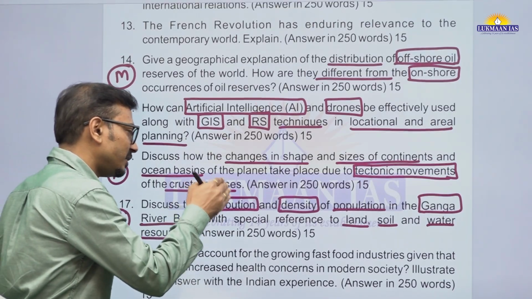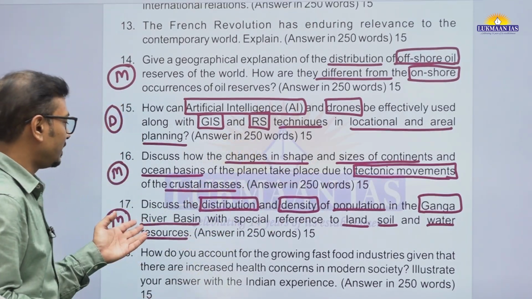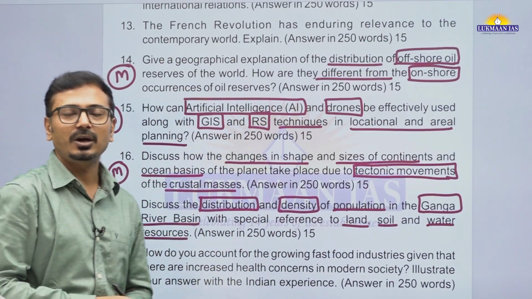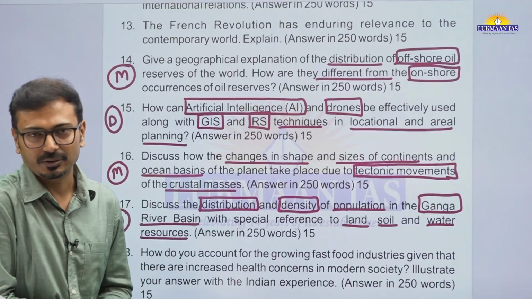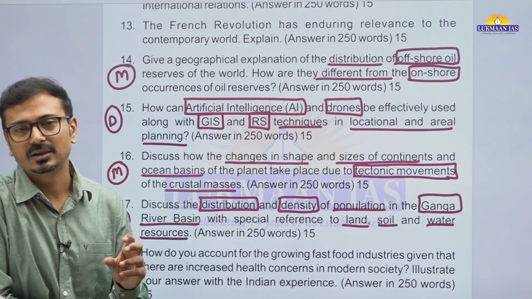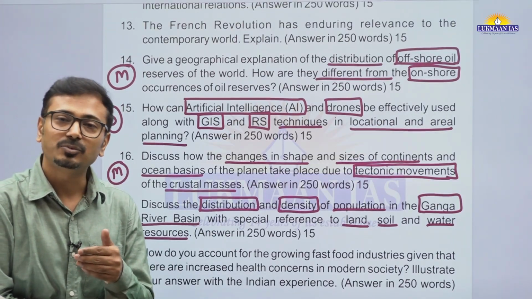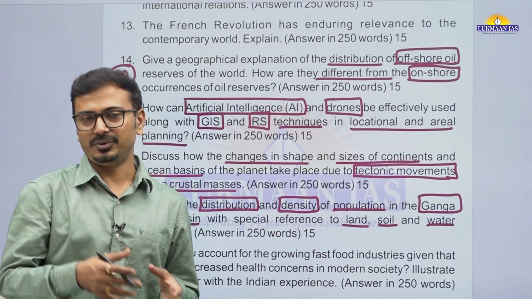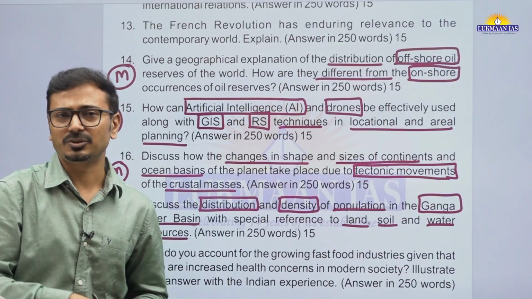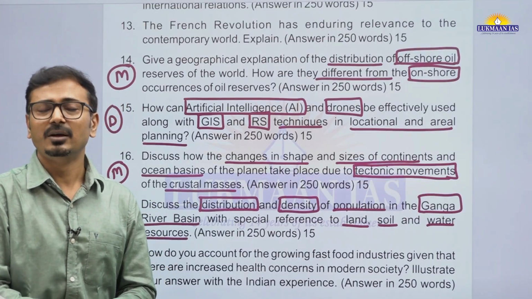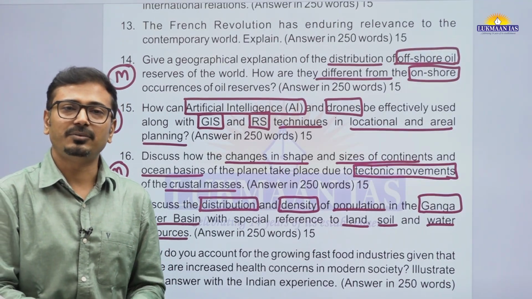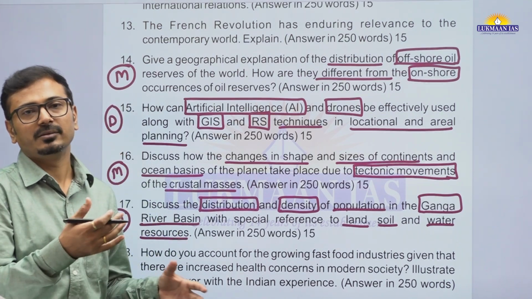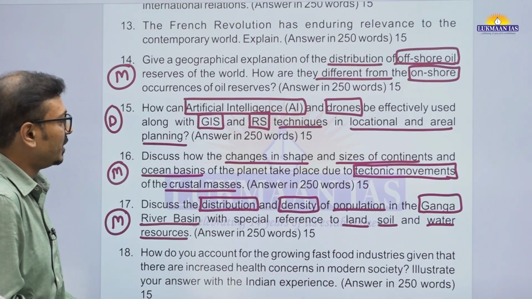So it is talking about distribution and density of population in Ganga river basin with reference to land, soil and water resources. So you have to relate with these resources, the availability of these resources, or how these factors are playing an important role in terms of population density and distribution. For example, we know that Bihar, West Bengal, the lower plains of Ganga, they are densely populated, because we know that fertile soils are there and water availability is there. So traditionally these have been the densely populated regions.